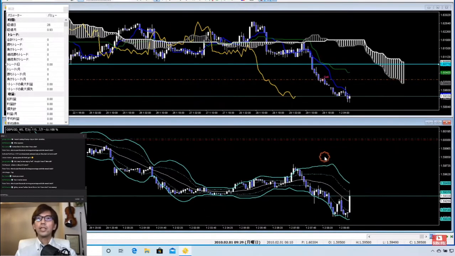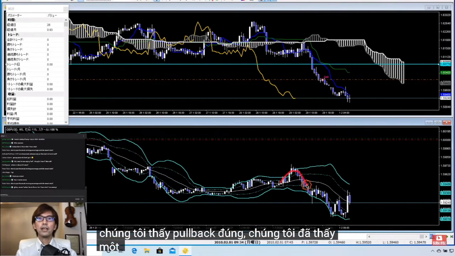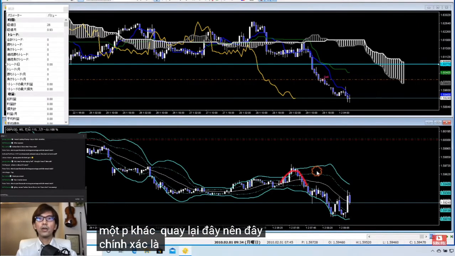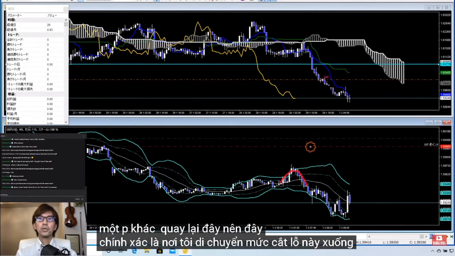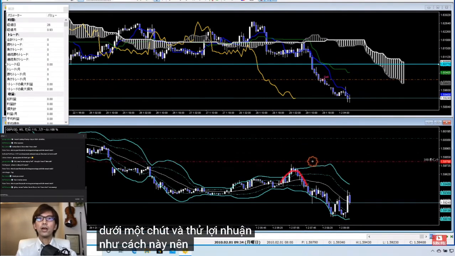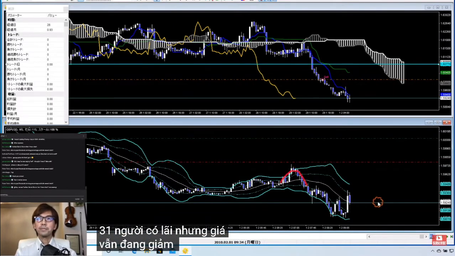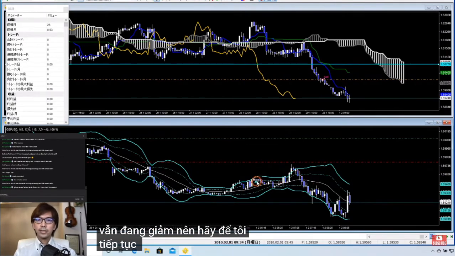Okay, now it's sloping down. Here we see the pullback, right? We see another pullback here. So this is exactly where I move the stop loss to slightly below and trail the profit this way. So now I locked in 31 pips of profit, but the price is still going down. All right, so let me keep running a little bit more.